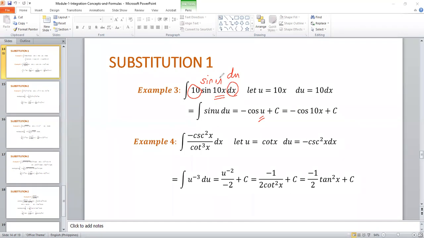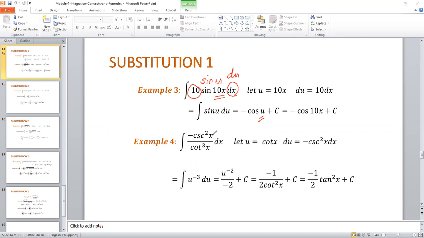Okay? It's not always x that you will have for the derivative or for the argument of any function whatsoever. It could be another function. And if that is the case, class, if the argument of a function is another function, that du of that argument should be complete. Okay? Now, we go to example number 4.